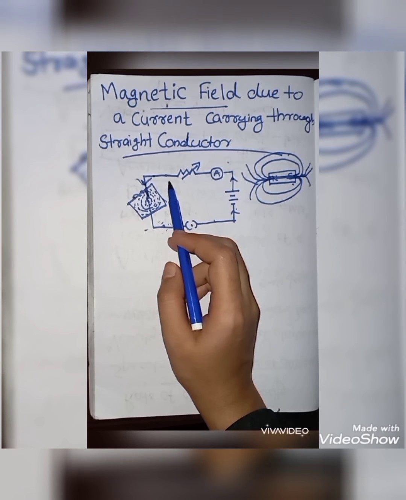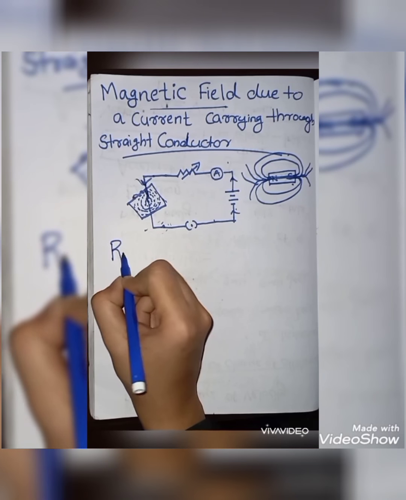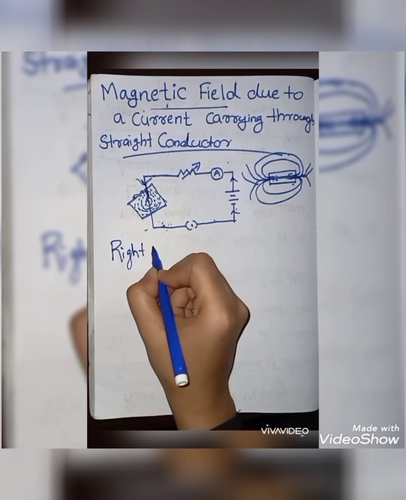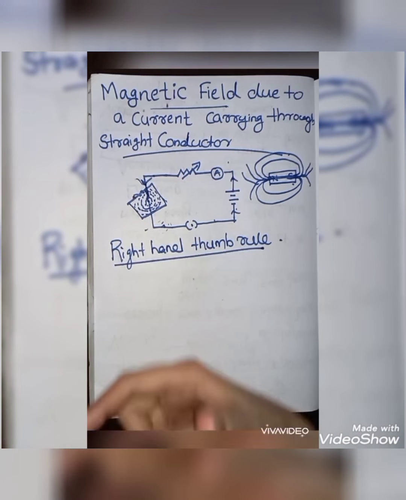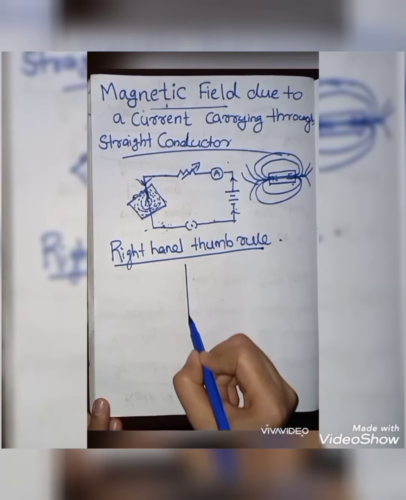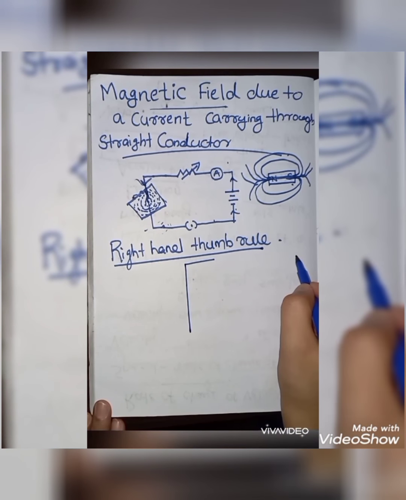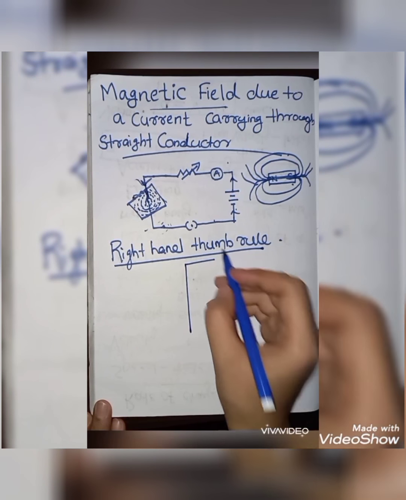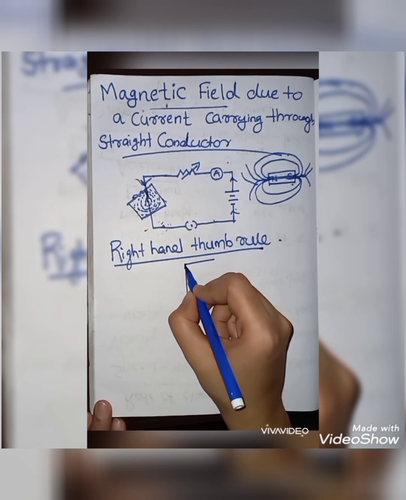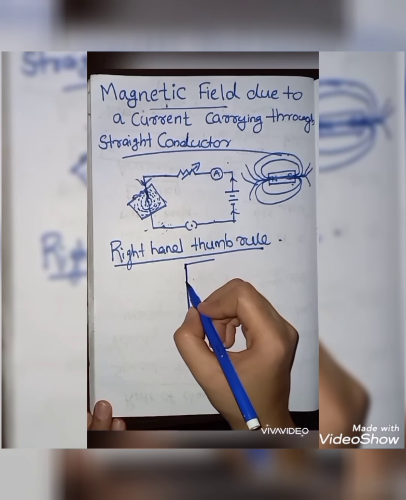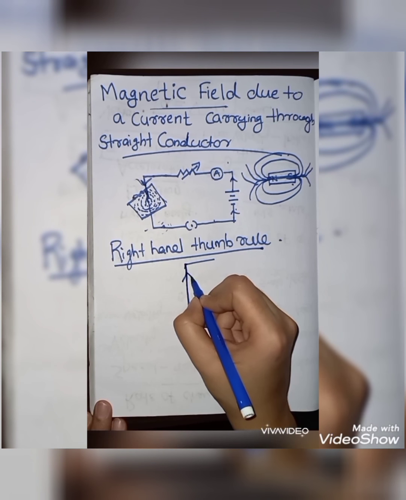There is a rule for this, and that rule is called the right hand thumb rule. The right hand thumb rule gives the direction of a magnetic field. Suppose this is a straight conductor, and the battery is there, and the rheostat is this, the ammeter is this. This is a straight conductor. The current passes through this straight conductor in this direction.